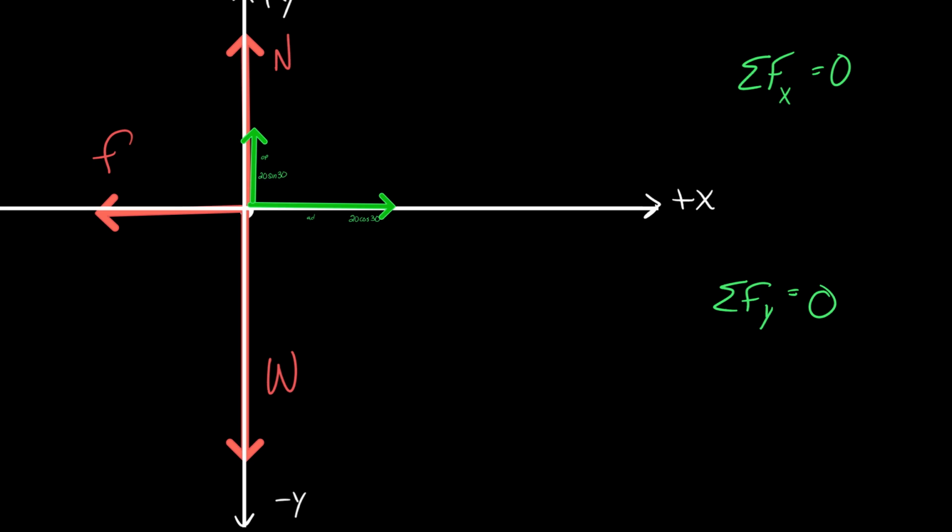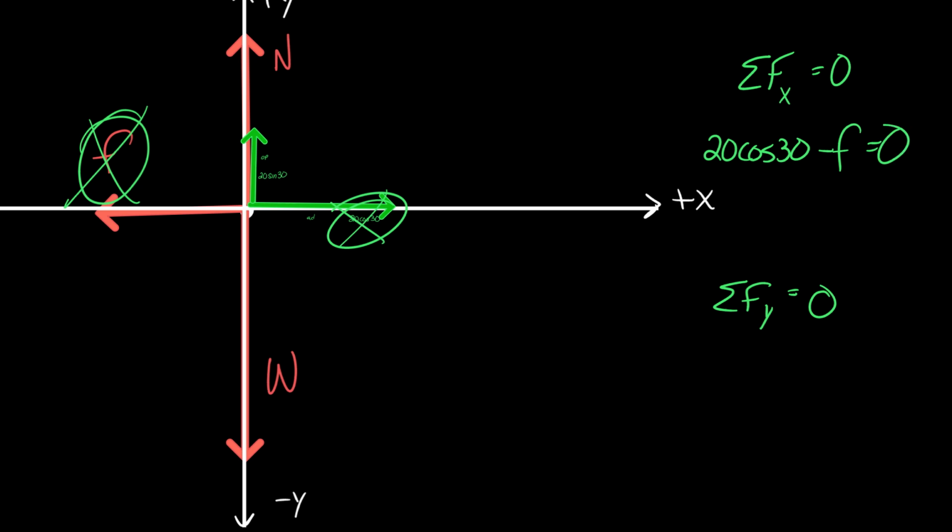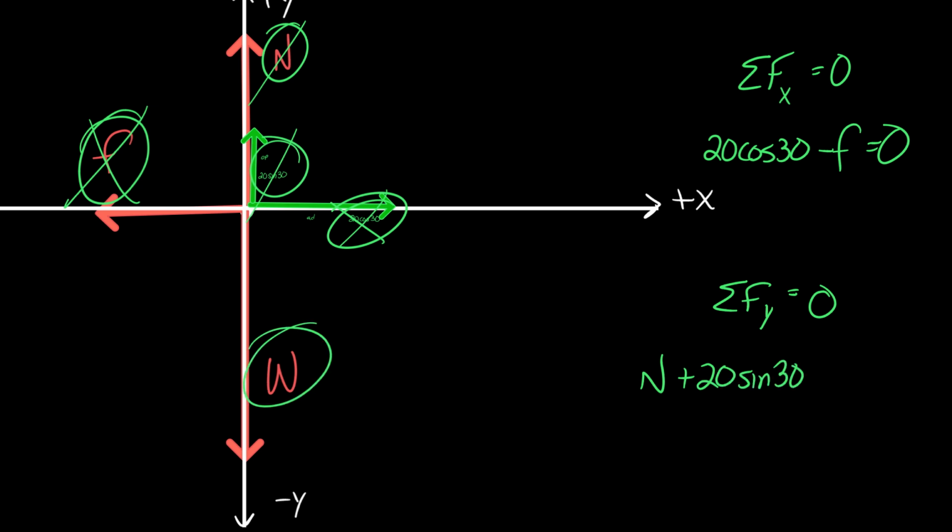And assign direction. So I've got 20 cosine 30. Got that? Friction is in the negative direction. Minus friction. That equals 0. All right, moving on to the next one. I have normal, pointing upwards, so it's positive. I have 20 sine 30, pointing upwards, so it's positive. And I have W, pointing downwards, so it's negative. That equals 0.